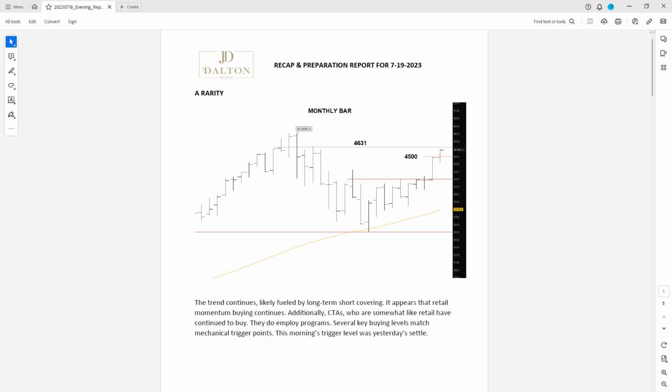Notice it says a rarity on the left of the report. This is quite different than any report we've ever done. The phenomenon that we are undergoing in the current market, that's been underway for some period of time, is something that you probably will only see every few years.